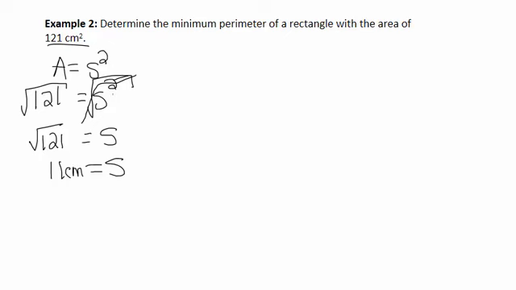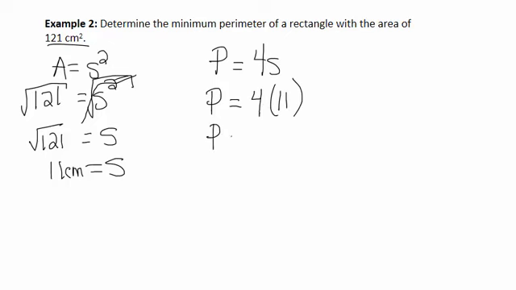So now let's plug that side length into the optimal perimeter formula. So perimeter is equal to 4S, plug in 11 for S, and we get the optimal perimeter is equal to 44 centimeters. So the minimum perimeter of a rectangle with the area of 121 centimeters squared is 44 centimeters.